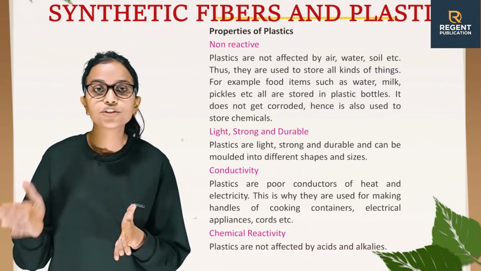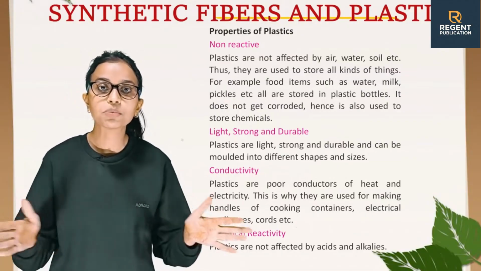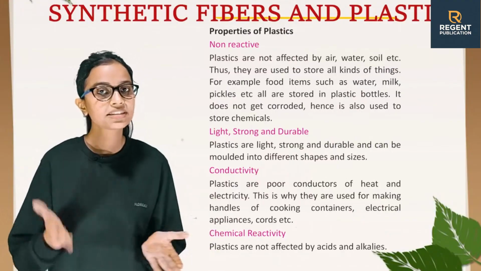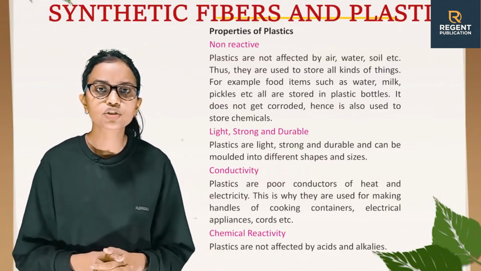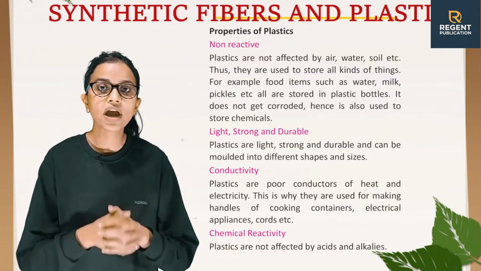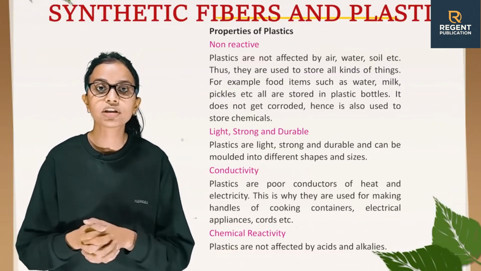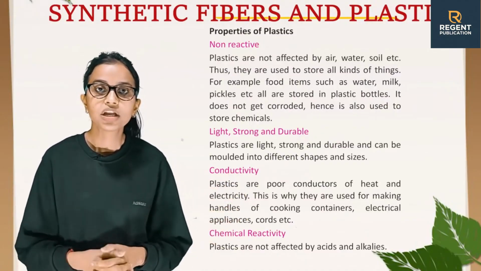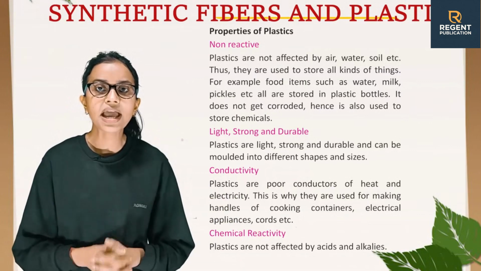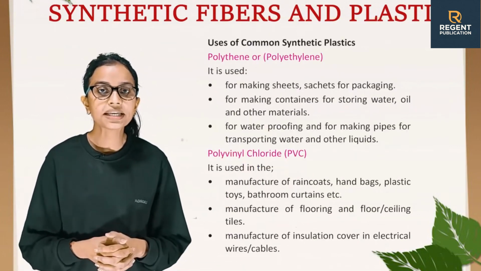Light, strong and durable. Plastics are light, strong and durable and can be molded into different shapes and sizes. Conductivity. Plastics are poor conductors of heat and electricity. This is why they are used for making handles of cooking containers, electrical appliances, cords, etc. Chemical reactivity. Plastics are not affected by acids and alkalis. Use of common synthetic plastics.